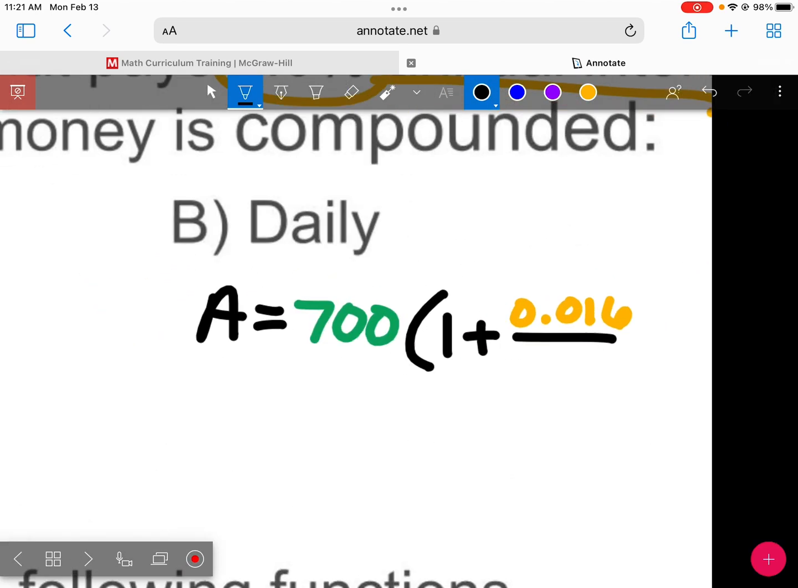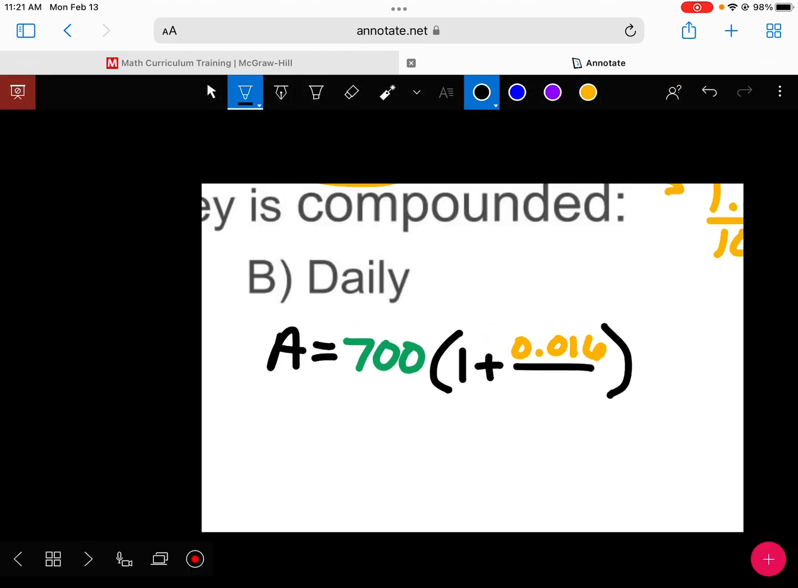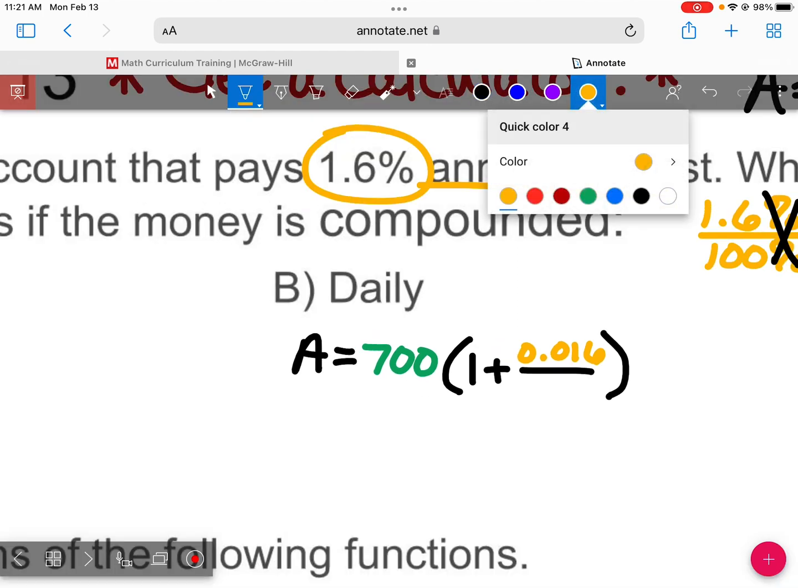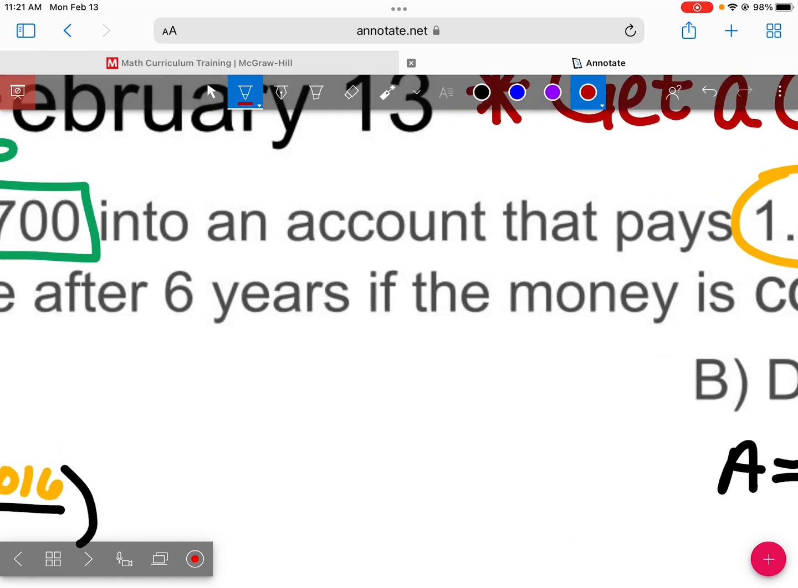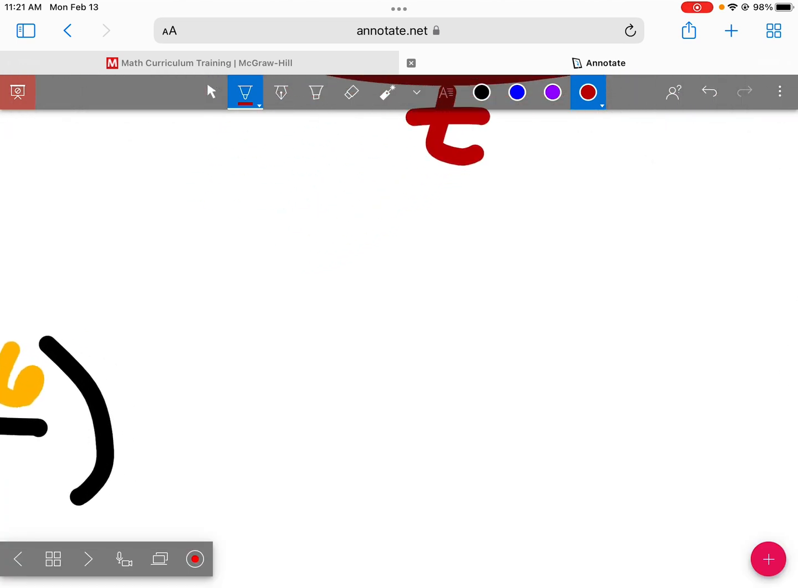There is one other thing that's exactly the same for both of these parts. What will it be? One other thing that's going to be the same on both of these. We already got r. The year, the time. What is our time? 6 years. So this is t. So it's n times t.